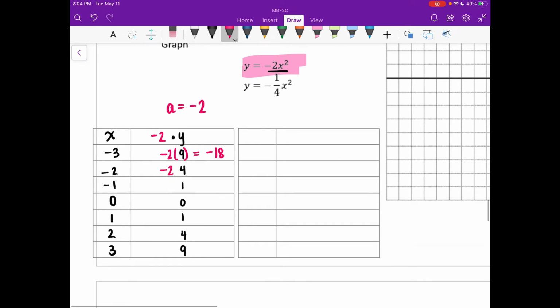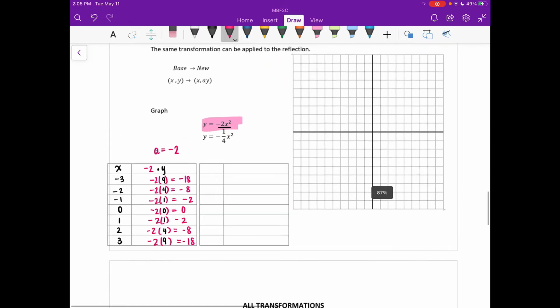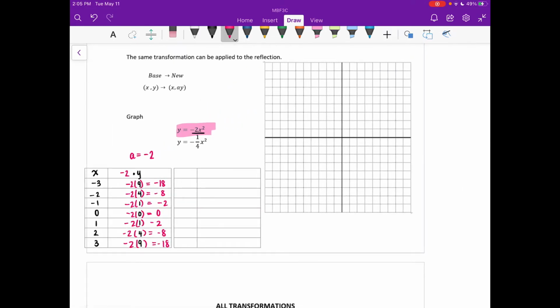So then negative 2 times 4 is going to be negative 8. Negative 2 times 1 is going to be negative 2. Negative 2 times 0 is still 0. There's no negative, 0. Negative 2 times 1, negative 2. Negative 2 times 4 is negative 8. And then negative 2 times 9 is negative 18. Right, and that's what we have. So let's just go throw that into our graph.